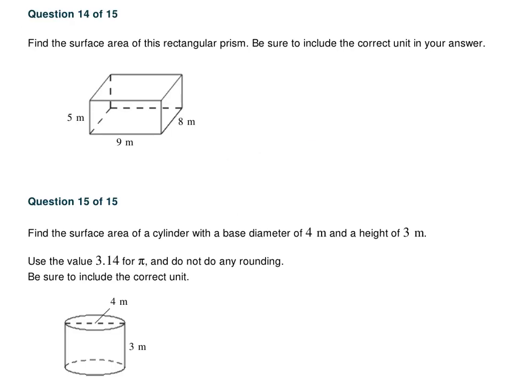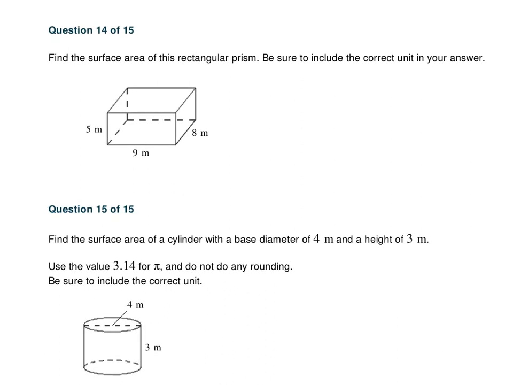So 14 is asking us to find the surface area of the rectangular prism and to be sure to include the correct unit in your answer. So again, our units for area are going to be units squared, and in this case our unit is a meter, so our answer will be whatever our number is, meters squared. Now we were finding the surface area and we had our nets. In this case we are given the 3-dimensional figure, so we have a formula for that.